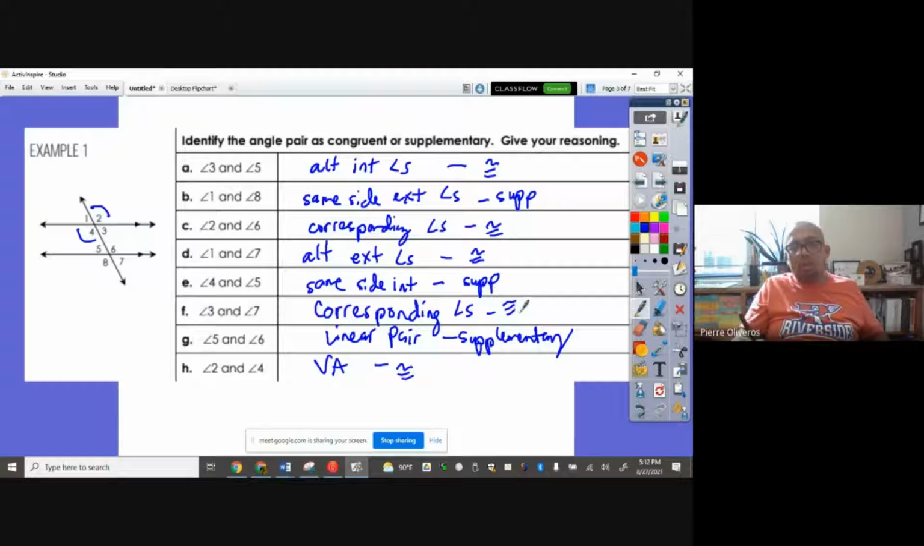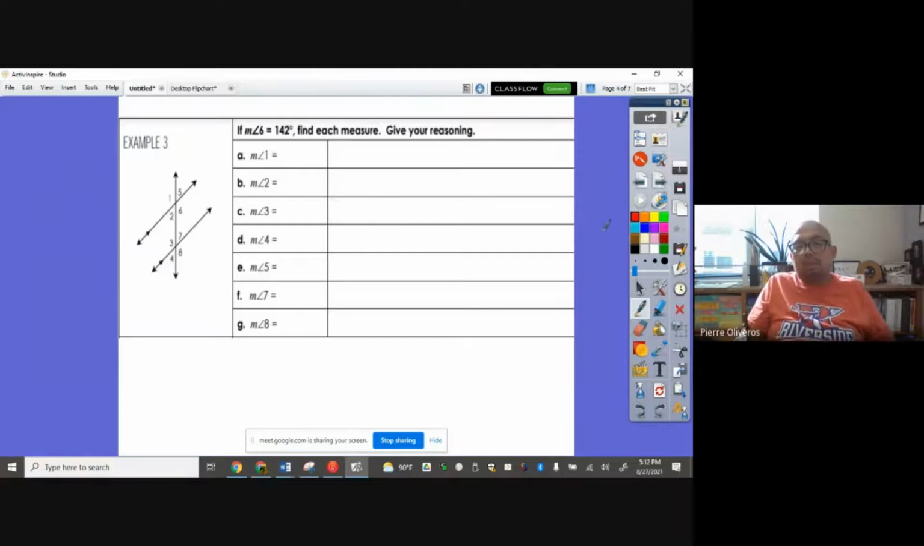Corresponding angles are congruent, assuming that the two lines are parallel and cut by a transversal, okay? Want to make sure it's clear to you, this is the notation for the congruent sign. It's like an equal sign with a squiggle line, an extra line above the equal sign, okay? All right, let's do example number 3 here. If the measurement of angle 6 is 142, so where's 142? 142 is right here. So where else can I find 142? Okay, so we know that this is also 142.